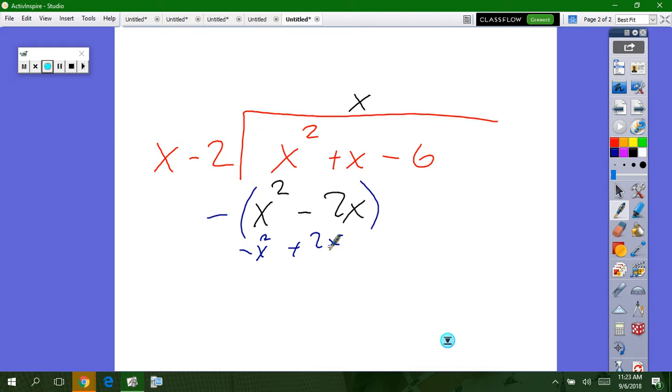What's happening there? That's usually the biggest thing people forget to do, is subtract it. But it should be the same procedure. It's just like our other long division, right? So, ladies and gentlemen, here we go. What's x squared minus x squared? 0. What's x plus 2x?